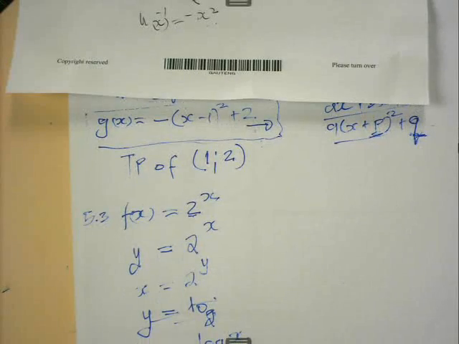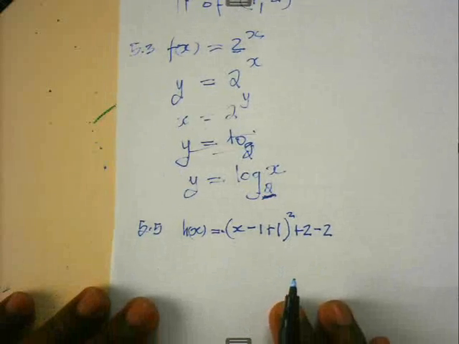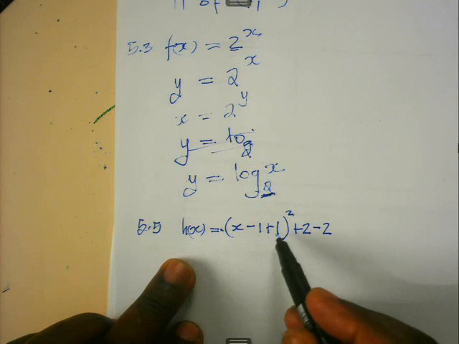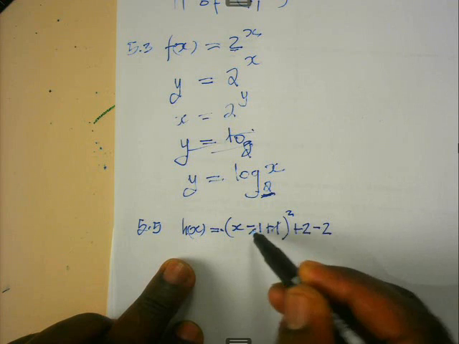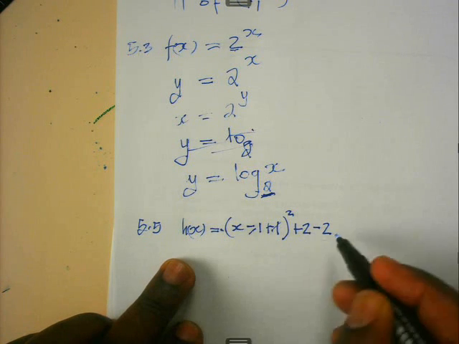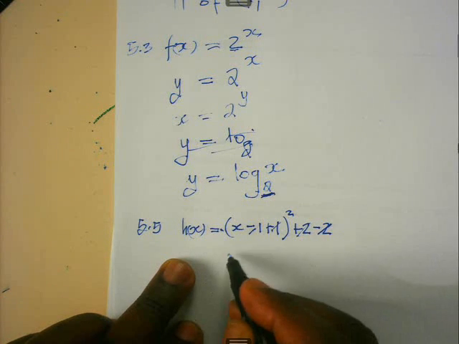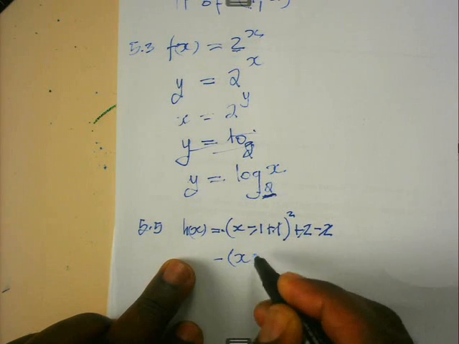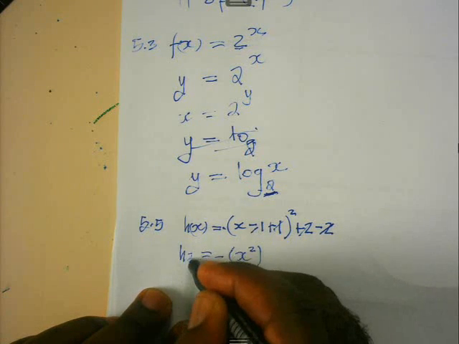Fine. Now what happens inside the bracket? The positive 1, what happens in the bracket? This is now my h of x. The positive 1 will cancel with the negative 1. So it leaves me with what? With x. And outside the bracket, the positive 2 will cancel with the negative 2. And what am I having inside the bracket? I'm having x squared, which is my h of x.